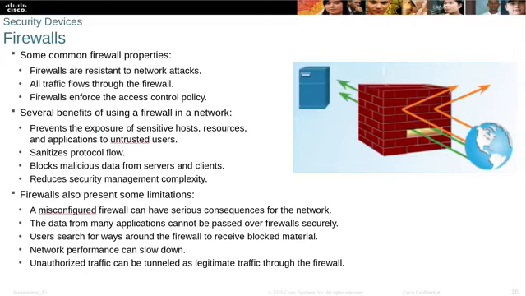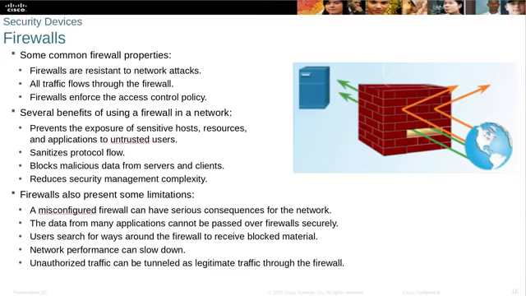Firewalls. So we now move on to firewalls. Some common firewall properties: firewalls have to be resistant to network attacks. All traffic should flow through the firewall, providing of course it's permitted, and the firewalls enforce access control policies. There are several benefits of using a firewall on a network. They prevent the exposure of sensitive hosts, resources and applications to untrusted users. They sanitize protocol flow, they block malicious traffic from servers and clients, and they reduce security management complexity.